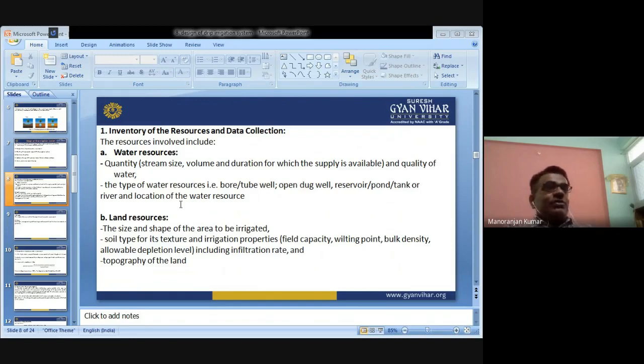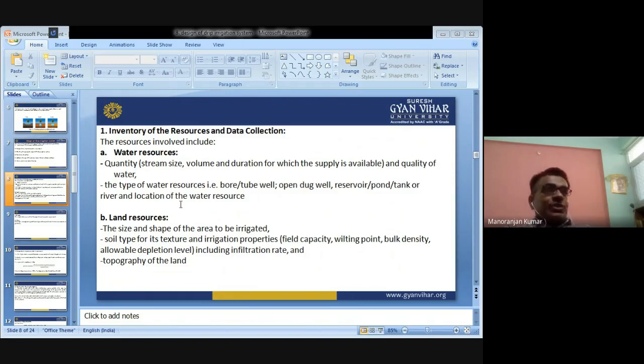Okay, so that we can determine the exact length of the pipe. Okay, so this is the first step, first data inventory of the resources data collection.